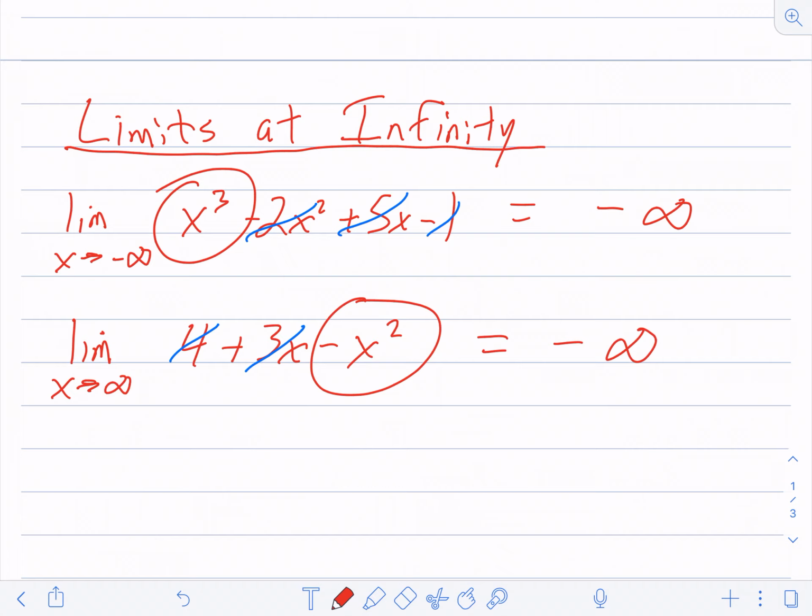Because I plug in a very large negative number, and the negative sign is going to make it negative, my answer to this is going to be negative infinity. Let's try one more. What about the limit as x approaches negative infinity of 5x to the fourth minus 3x?